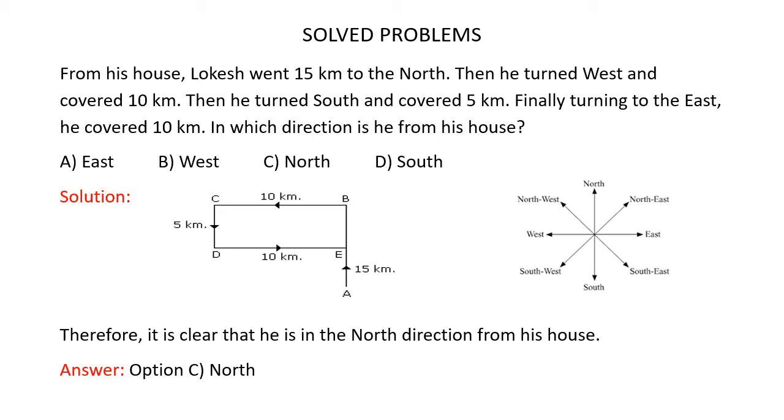So Lokesh's house is at point A and at present he is at point E. So clearly you can see that Lokesh is in the north direction from his house. He is in the north direction from his house. So the correct answer is option C, north.